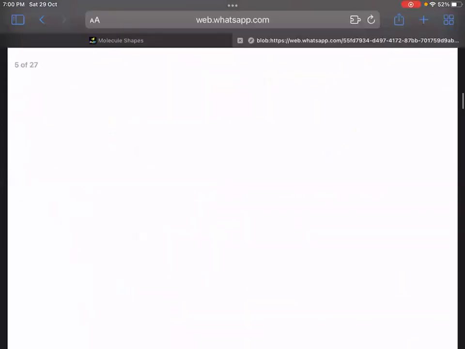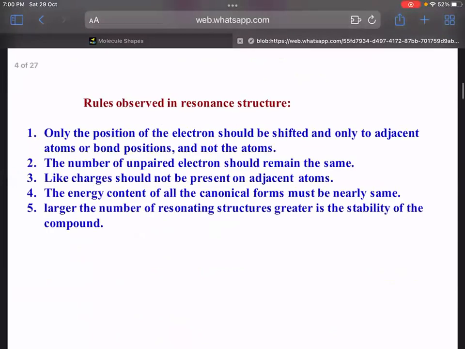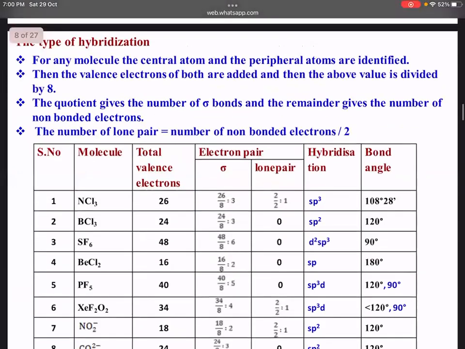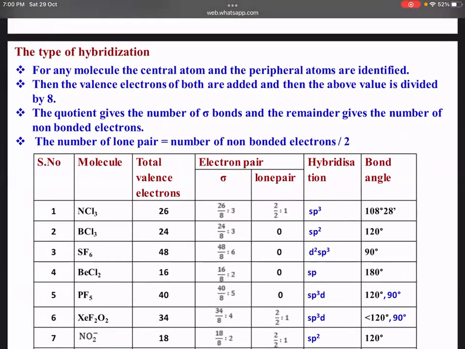So to find out the hybridization, this is the rule. For any molecule, you have to identify the central and peripheral atom. Then the valence electrons of both the atoms you have to add, and then it should be divided by 8. Why is it 8? That's why you divide by 8. Then the quotient will give the sigma bonds, and the remainder will give the number of non-bonded atoms. Okay, shall we try it? For example, SF6.